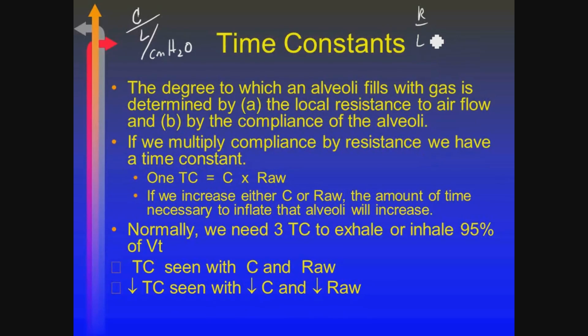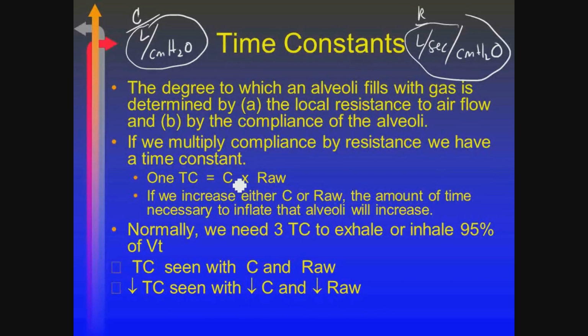Liters per second per centimeters of water, right? So if I multiply compliance times resistance, what unit am I left with? Liter goes away, liter goes away. Centimeters of water goes away. I'm left with a time. That's basically what it is. How long does it take to inflate or deflate the lung? One time constant is basically that value.